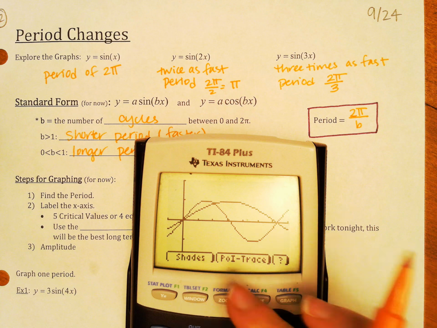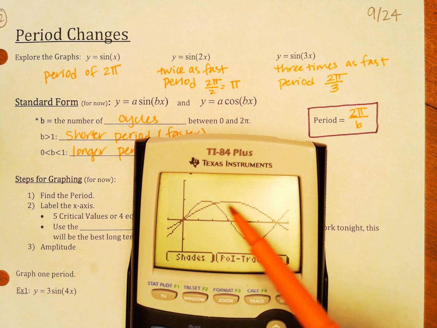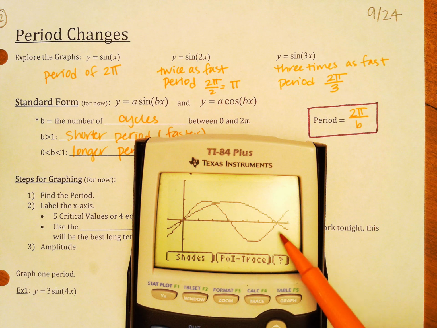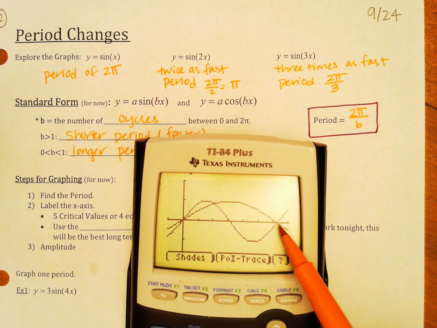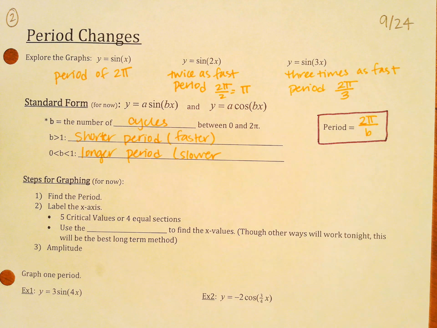We just don't see it in our window right now, but it completes half the cycle in the normal 2 pi period. So our cycle for that, since it takes halfway to get to 2 pi, it would complete it over here at 4 pi. So it would be twice as long to have that 1/2 there.